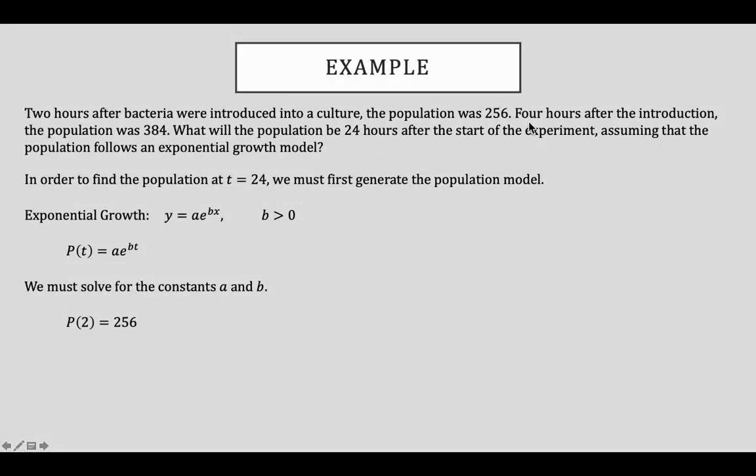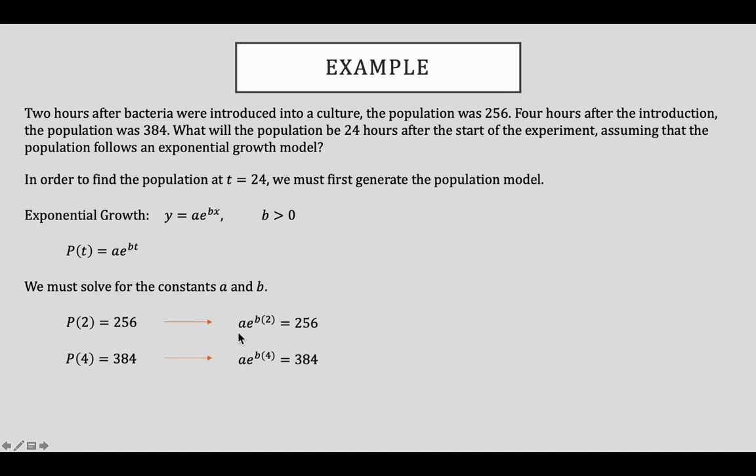And similarly, the second sentence of our question says 4 hours after the introduction, the population was 384. This means that if I plug in 4 for time, I have to get out 384 bacteria. So I have these two pieces of information. All right, plugging these into our model gives us ae raised to the b times 2 is equal to 256, and ae raised to the b times 4 is equal to 384. And so notice neither one of those gave us our constant a or our constant b.